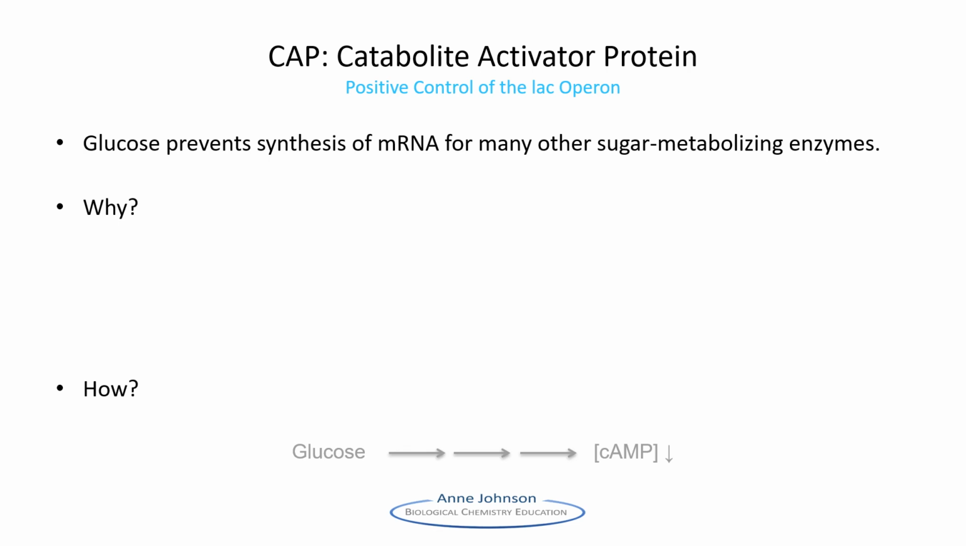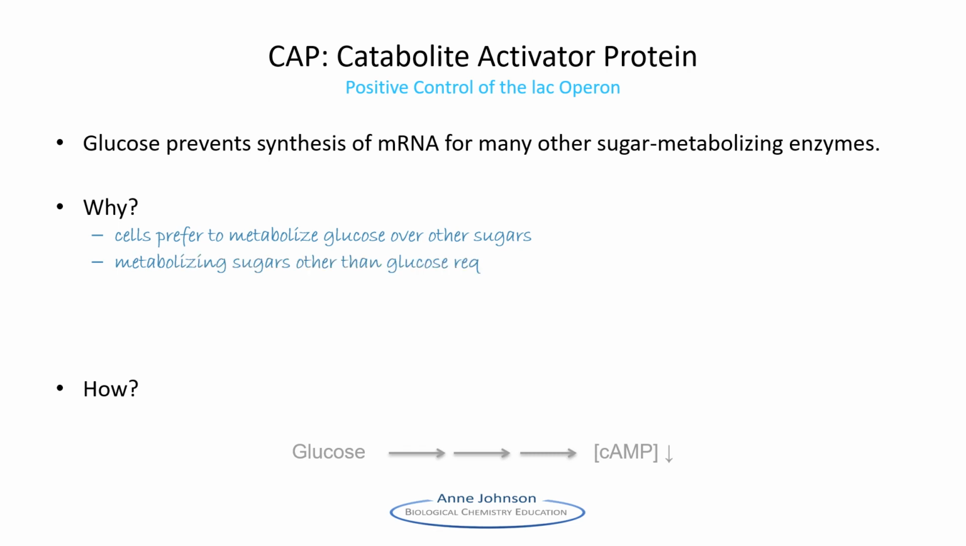Glucose prevents transcription of the operons for many other sugar metabolizing proteins. This occurs because cells have a preference for metabolizing glucose via glycolysis. While other sugars can also be metabolized, this requires additional steps and the enzymes to catalyze them so that the metabolites can enter glycolysis. Therefore, if there is plenty of glucose available, there is no need to use these other sugars for energy, which means that the enzymes required for this are also not needed.